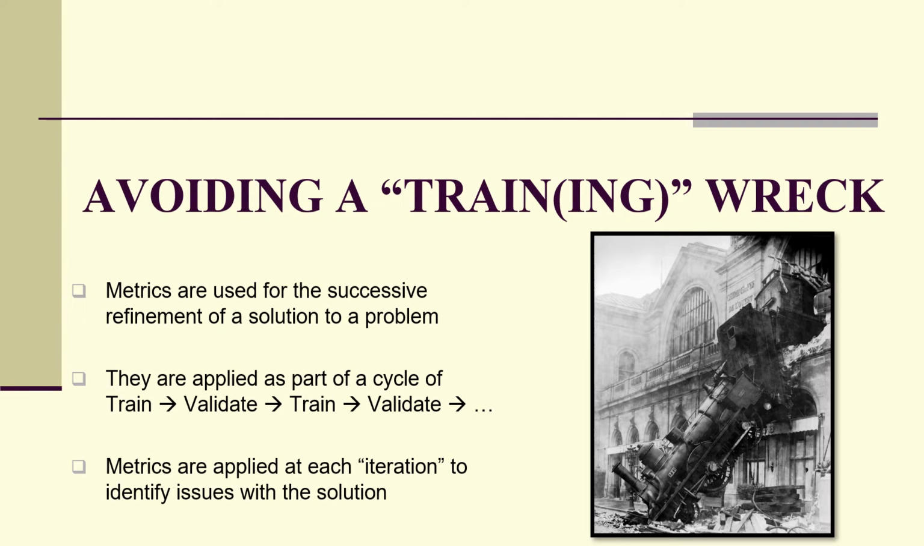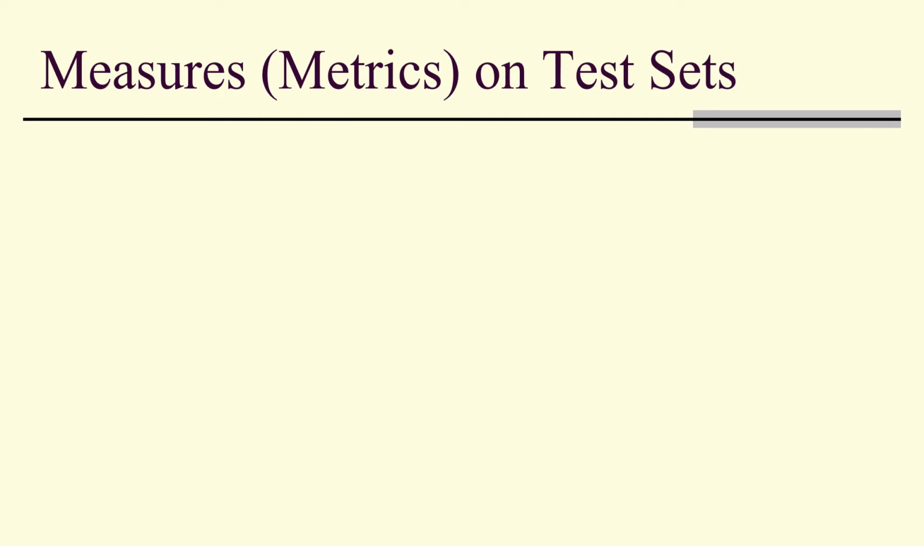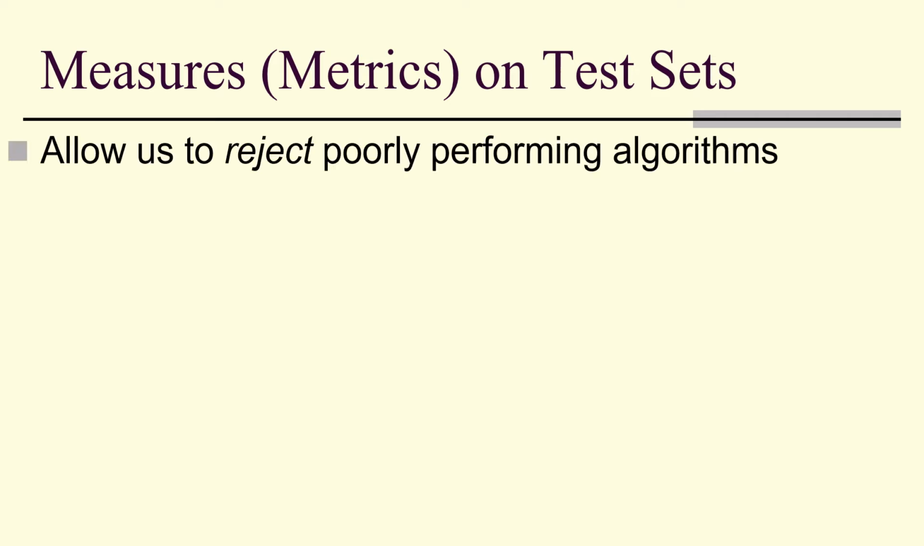Avoiding a training wreck. Metrics are used for the successive refinement of a solution to a problem. So we have this train, validate cycle, and metrics are applied at each iteration to identify issues that we have at each point in the solution process. So measures or metrics are applied to test sets.